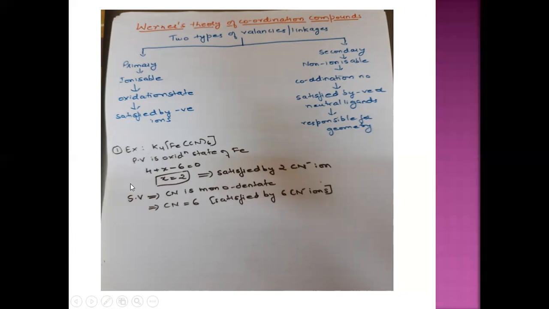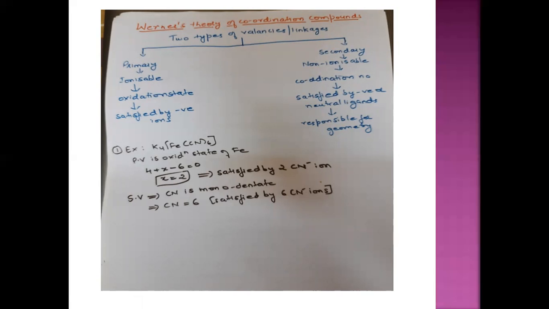Then secondary valency. What type of ligand is CN? It is a monodentate ligand. So the number of ligands is itself the coordination number. So the coordination number of this compound is 6. So it should be satisfied by what? Negative ligands or neutral ligands. So CN minus is a negative ligand. So there are 6 ligands which will satisfy the 6 coordination number of the compound. This is nothing but Werner's theory.